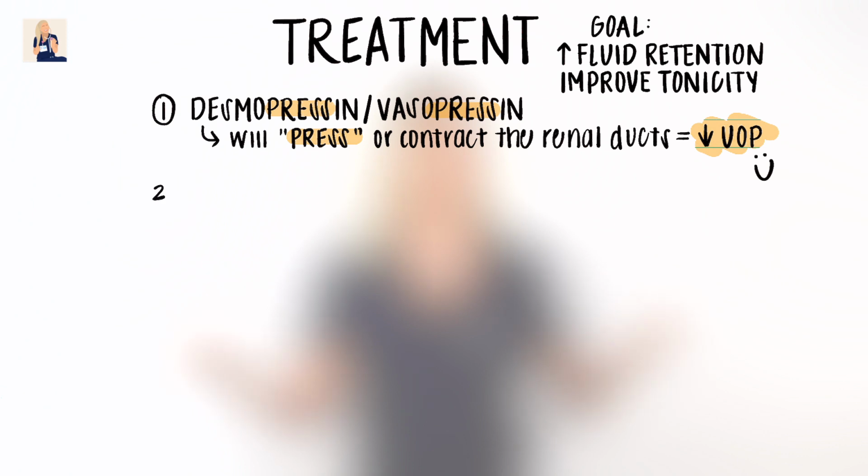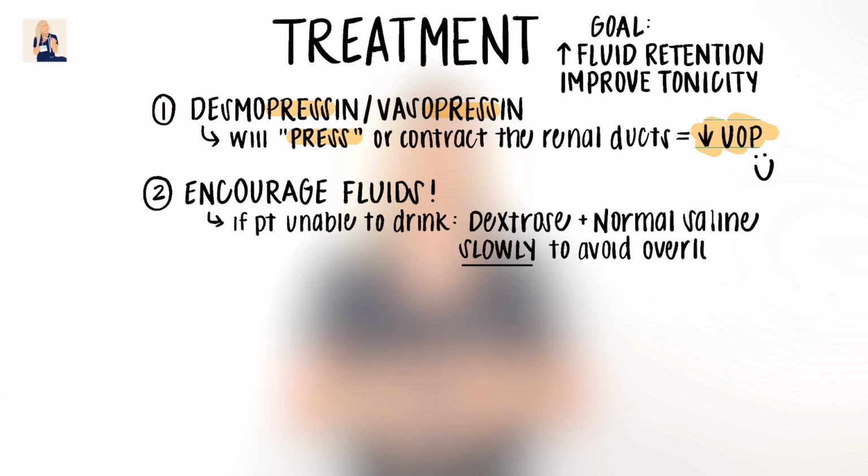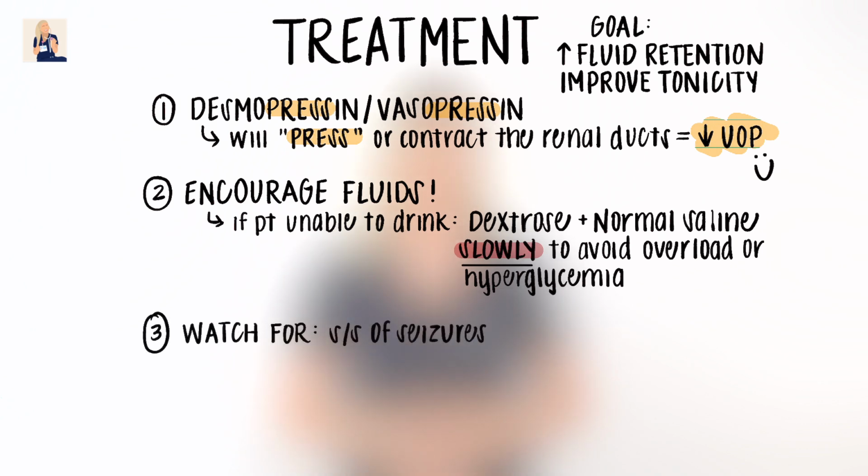Another way to increase fluids in the body: tell the patient to drink water. If oral intake is inadequate, administer dextrose and normal saline slowly to avoid fluid volume overload or hyperglycemia. And of course, we have the same nursing considerations for DI as we do for SIADH.